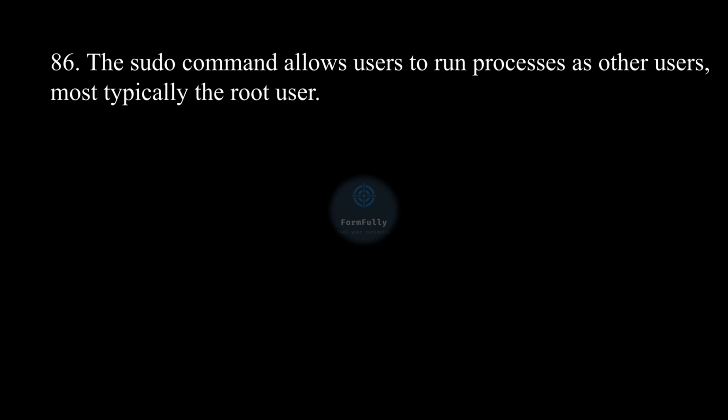Next question. The sudo command allows users to run processes as other users, most typically the root user. Options are true or false. So the statement is true, as the sudo command in Linux allows users to execute commands with the privilege of another user, typically the root user. This enables authorized users to perform administrative or privileged tasks without needing direct access to the root account. The sudo command helps in providing controlled access to specific commands or operations while maintaining security and accountability. So this statement is true.